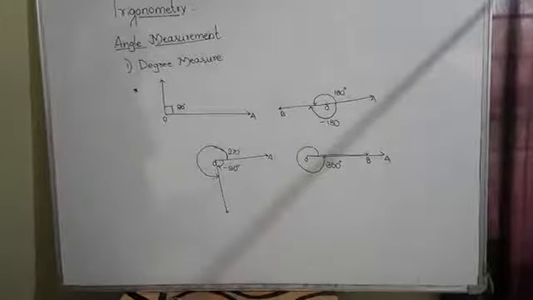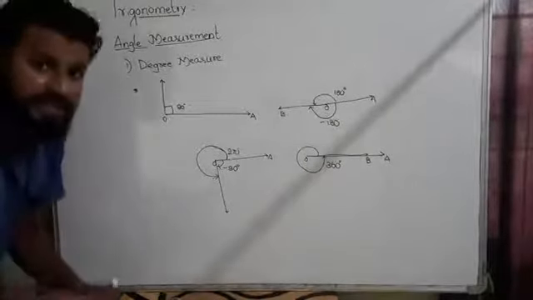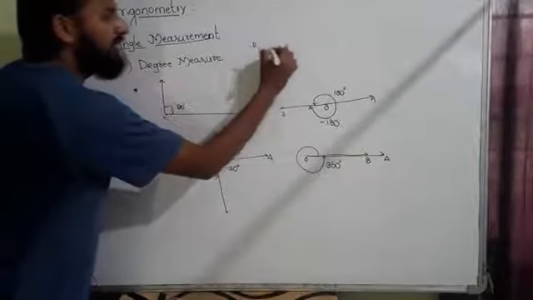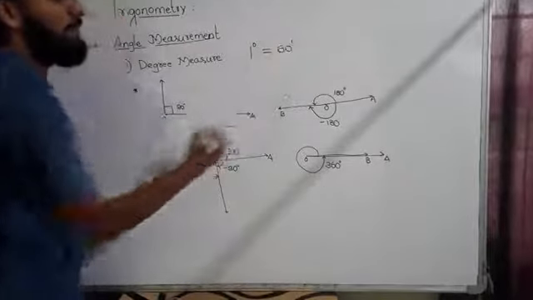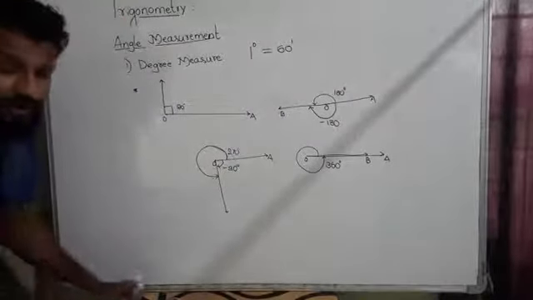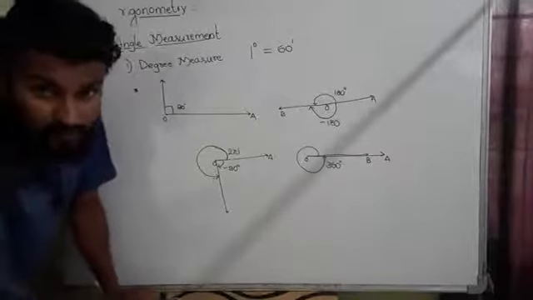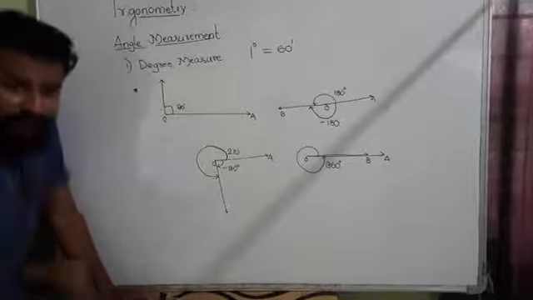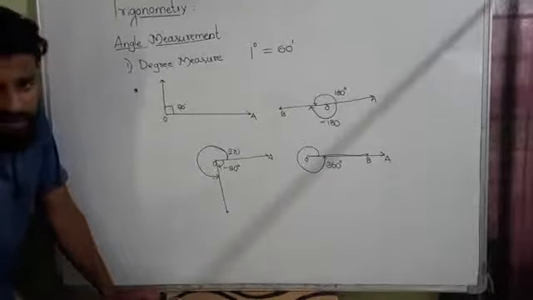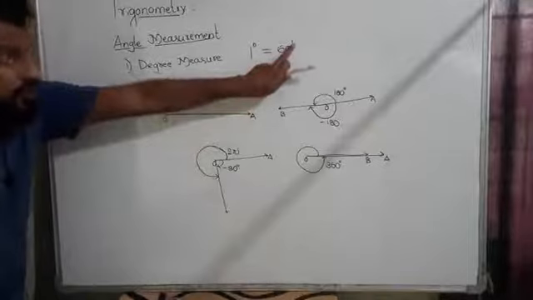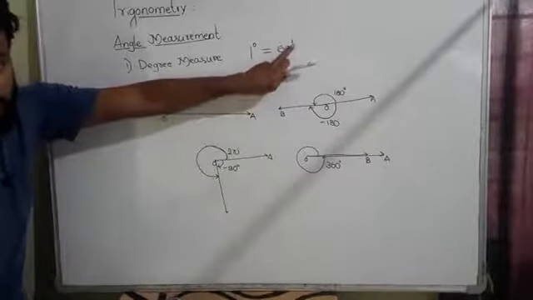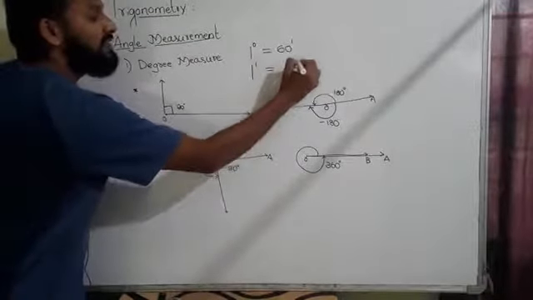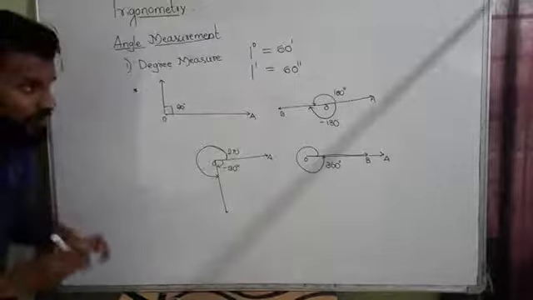And I also wanted to tell you one more thing, dear friends. The degree can be subdivided: 1 degree is equal to 60 minutes, as we have in a clock, where 1 hour is equal to 60 minutes. Similarly, 1 degree is divided further into 60 minutes. Minutes we denote with a dash. And similarly, 1 minute is equal to 60 seconds. Seconds will be denoted by two dashes.